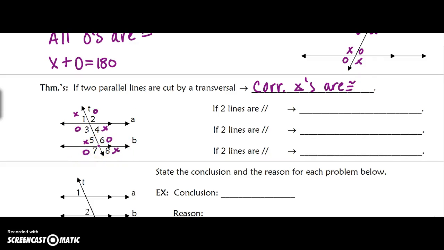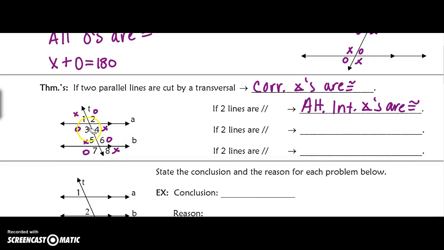So if we do our X's and O's here, corresponding angles, let's say 1 and 5. Well, look at angle 1 and look at angle 5. They both have that X. So that means that X's are the same measure, therefore they are congruent or equal. We can also talk about alternate interior angles. Okay, alternate interior angles are, let's say, 3 and 6. Now, 3 and 6 both have O's. So guess what? Those are also congruent as well.